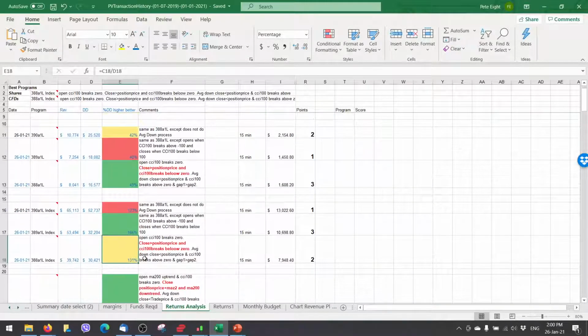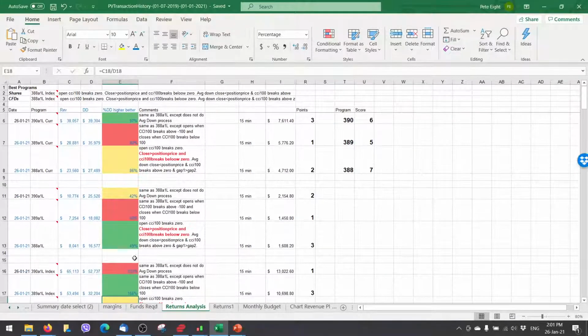So you can see here the index, the 389 program scored the highest percentage, followed by the 388 program. And again, those numbers are just what I named them. And this program scored the lowest. This is all for the indexes. So if you had to rank them in terms of scores, 3, 2, 1, that one scored 3 points, that one scored 2 points, and that one scored 1.